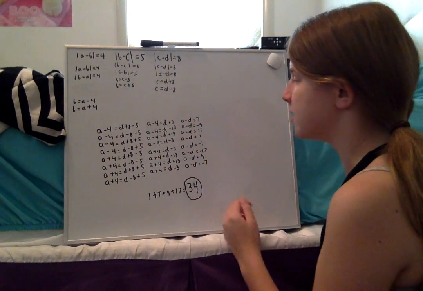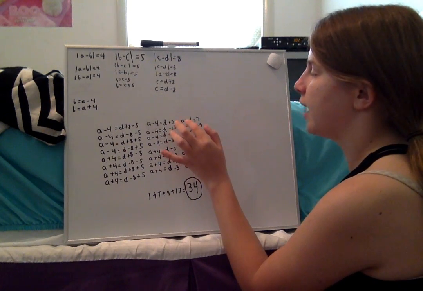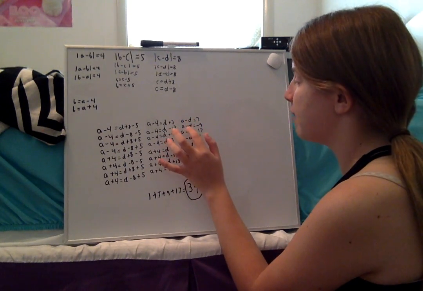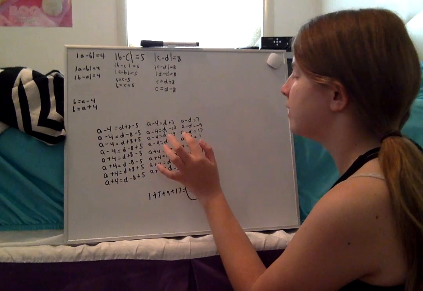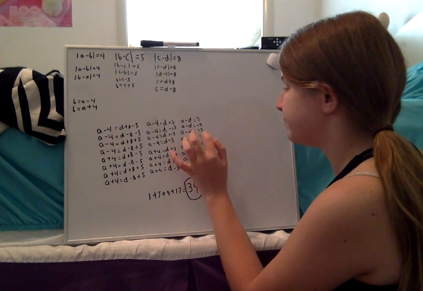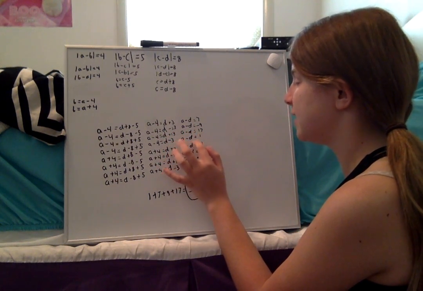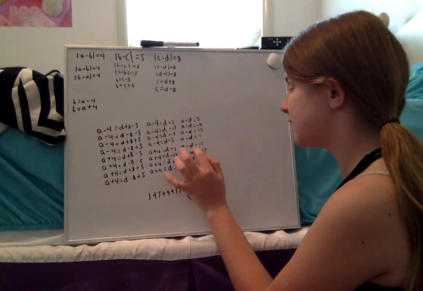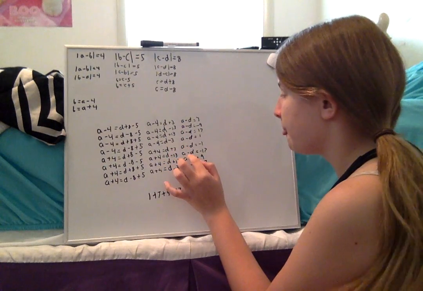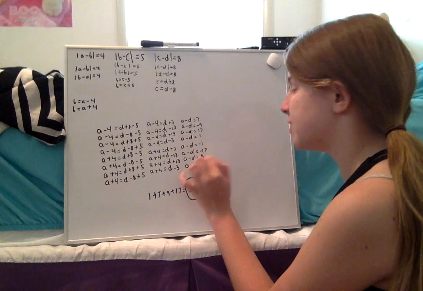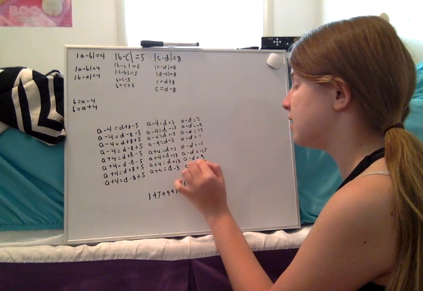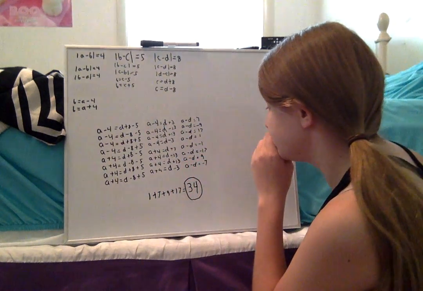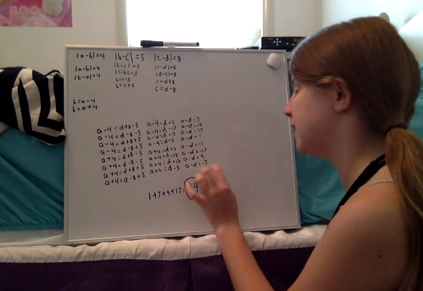So for the first one, A minus D equals 7, A minus D equals negative 9, A minus D equals 17, A minus D equals 1, A minus D equals negative 1, A minus D equals negative 17, A minus D equals 9, A minus D equals negative 7.